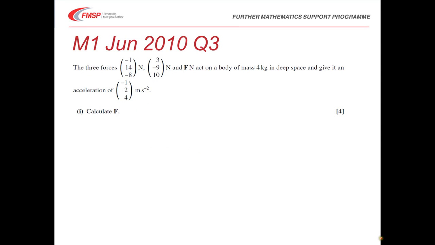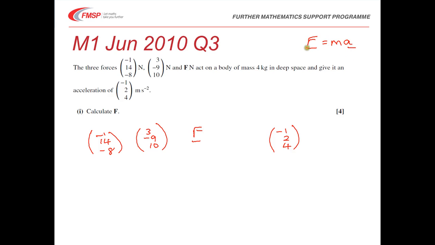So we've got 3 forces. We have minus 1, 14, minus 8, 3, minus 9, 10, and F. And they act on a body of 4 kilograms to give it an acceleration of minus 1, 2, 4. Now this is using one of Newton's laws, because we've got forces and mass and acceleration, so hopefully you will recognise this formula, and I'm underlining them to show that we're using vectors.